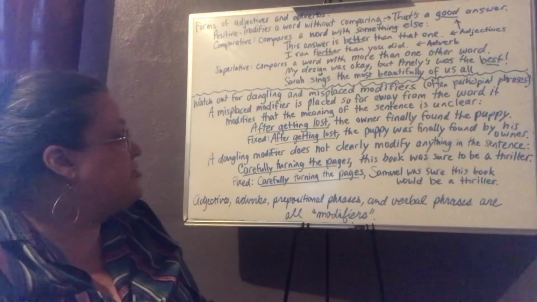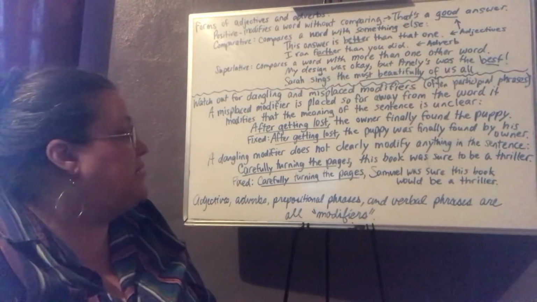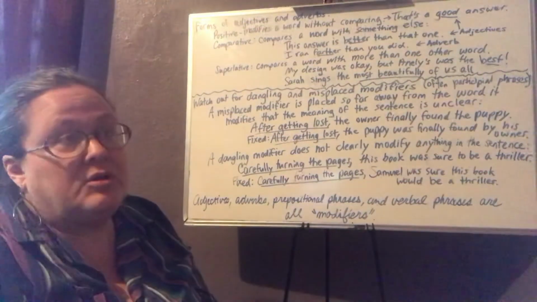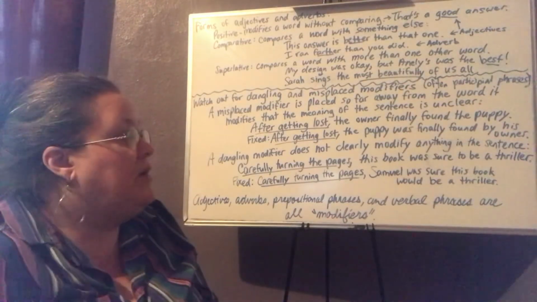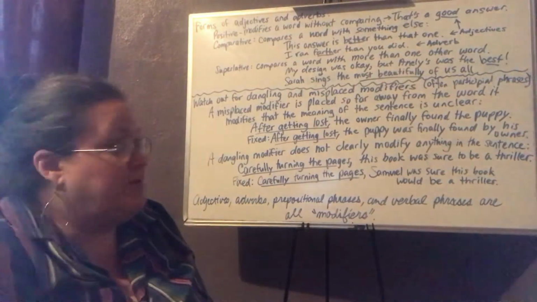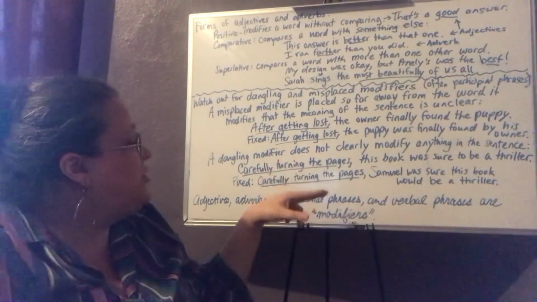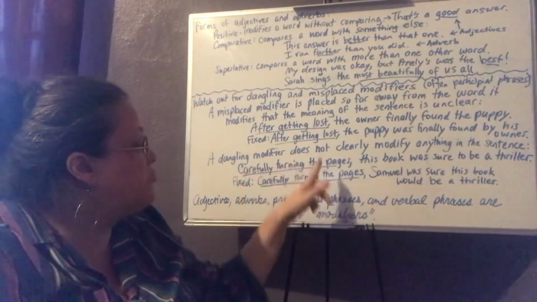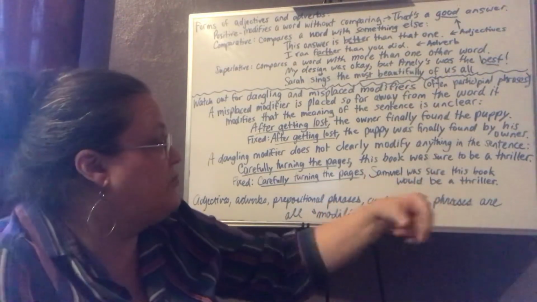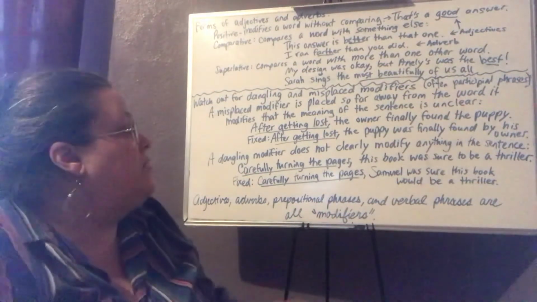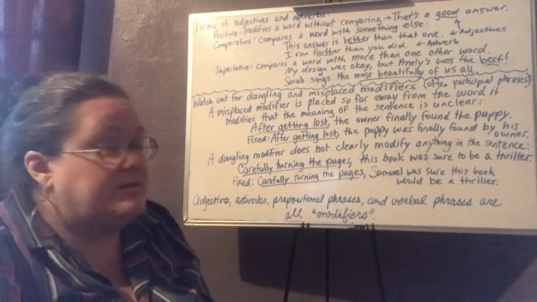A dangling modifier does not clearly modify anything in the sentence. Carefully turning the pages, this book was sure to be a thriller. In this case, it sounds like the book is turning its own pages, but actually someone is turning the pages of the book. But it doesn't say who that someone is, and that someone is who this participial phrase is supposed to be modifying. Carefully turning the page, Samuel was sure this book would be a thriller. Now that makes more sense, because Samuel is the person who's carefully turning the pages, not the book itself.